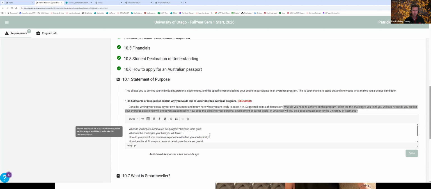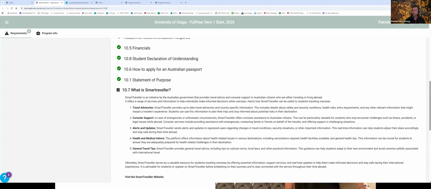Okay. How does this all fit into your personal development or career goals? This is your story. You get to write about it. Okay. And in what way will you be a good ambassador to the University of Tasmania? Okay. We only send trusted, quality students abroad. So this is an opportunity for you to self-select out, but also talk about the good things that you're going to do when applying and once you arrive in country. So having responded to all of these questions, click done and move on.